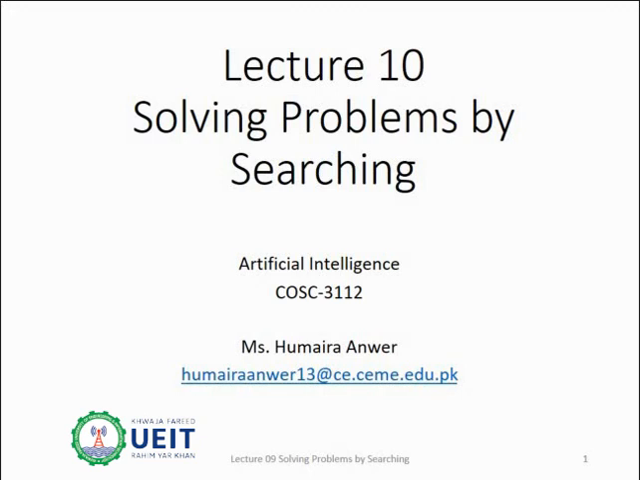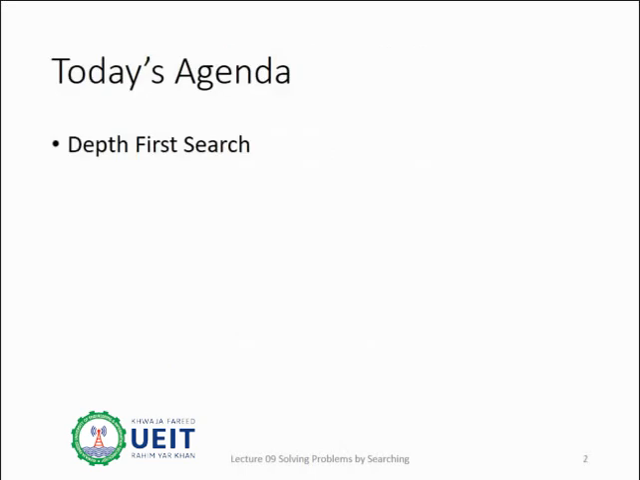We also discussed uninformed searches. Some tree and graph related concepts were also discussed as a refresher. We also covered breadth first search. Now in this lecture, we will cover depth first search, which is another classical uninformed search algorithm. This is the agenda for today's discussion.